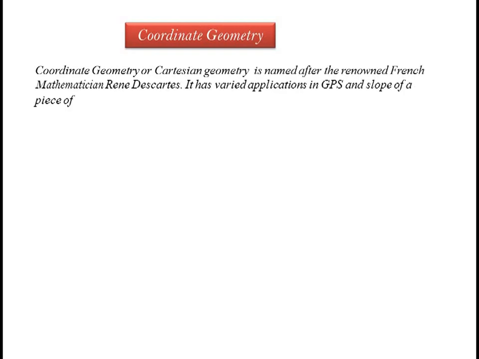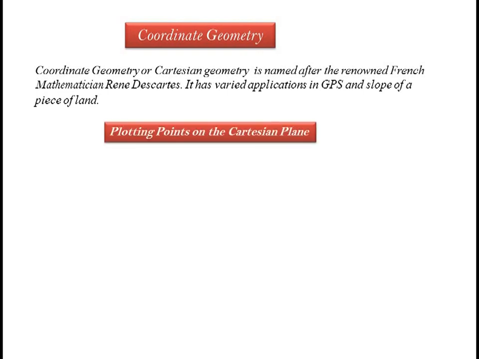Now, coordinate geometry, which can also be called Cartesian geometry, is named after the renowned French mathematician René Descartes. It has varied applications in GPS and the slope of a piece of land. The name Cartesian comes from René Descartes, so we give him that credit.